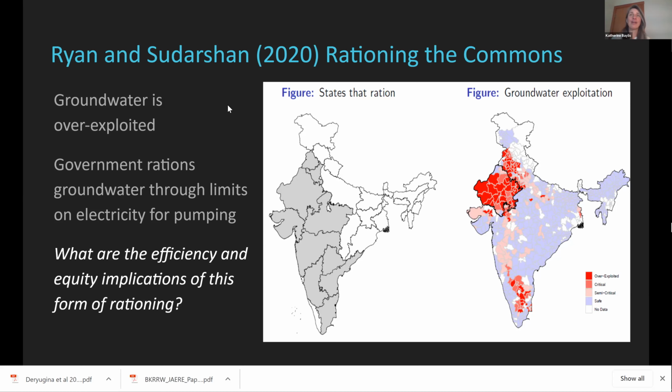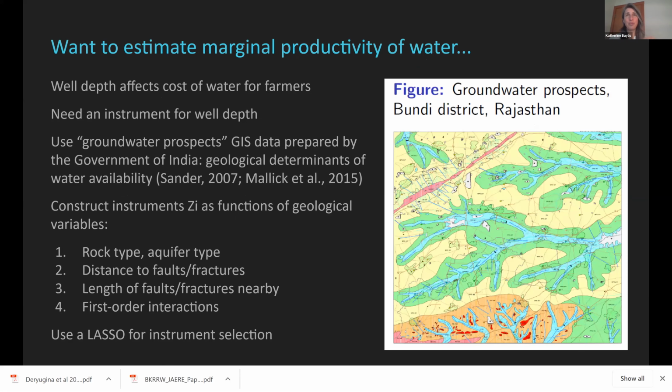The question these guys are trying to ask is, is that efficient? How close are we getting to average marginal benefit versus marginal cost of that water? They're also looking at the distributional effects of that kind of rationing regime. And basically the problem is that what they want to estimate is the marginal productivity of water, to look at that marginal benefit of water.